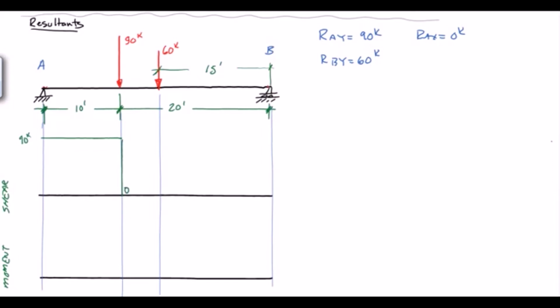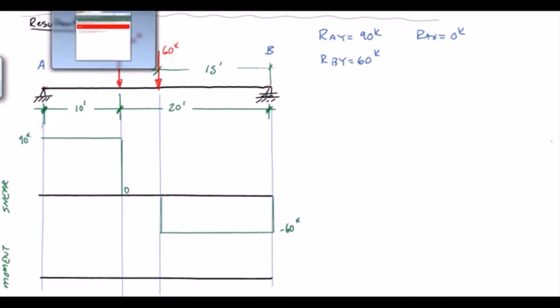And because, again, no load applied here, no change in shear, therefore no change. And then we drop down 60 and straight across. So this takes us to minus 60. And then back up to 60 kips. So that's the shear diagram here. Again, the shear is 0 across the middle here.